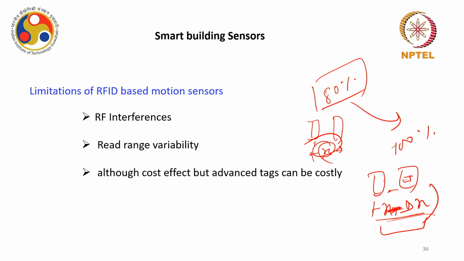Although the devices are cost effective, advanced tags can be very costly. Of course, they will carry more information along with the tracking of the motion, but then it comes with more cost. So very quickly we have talked about RFID based devices.